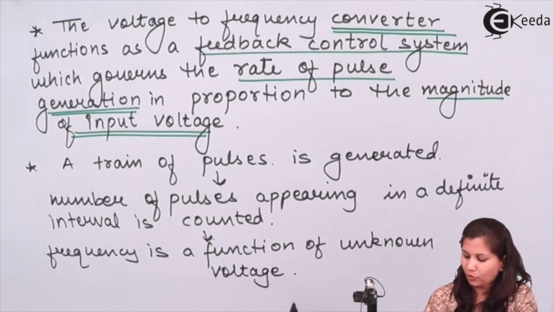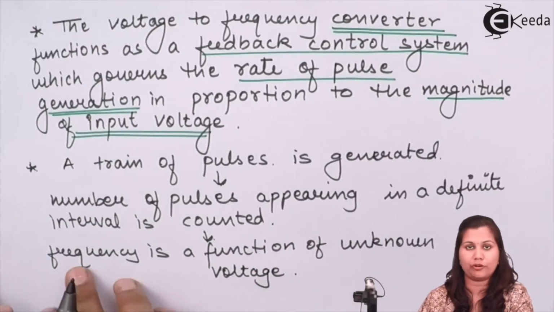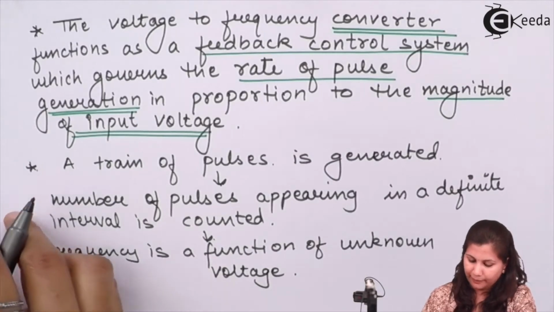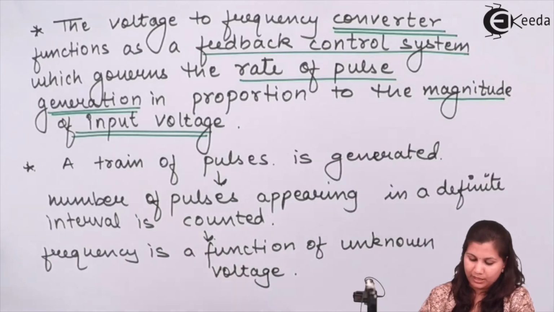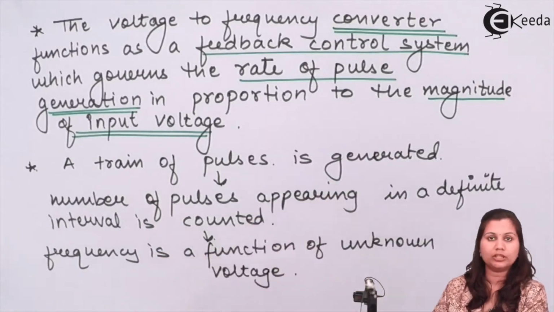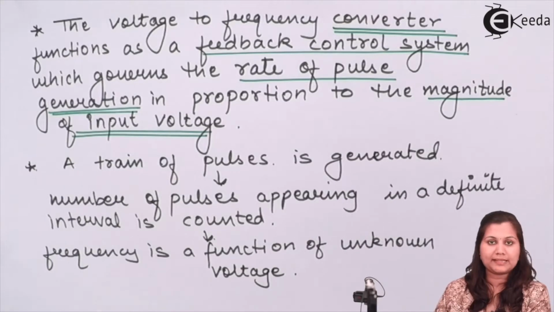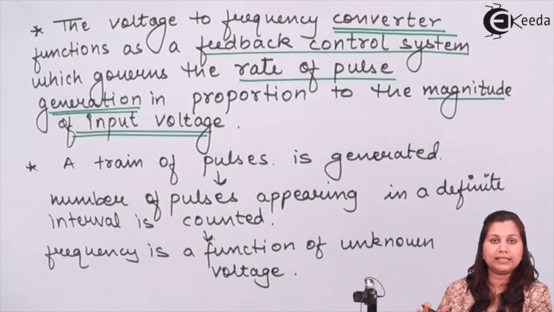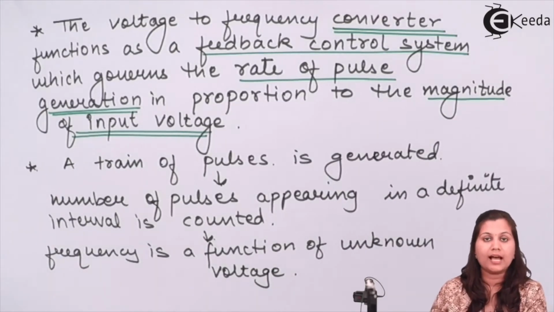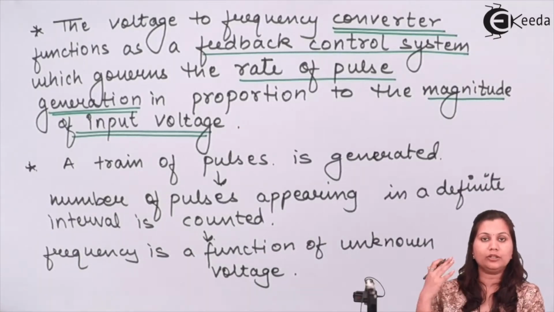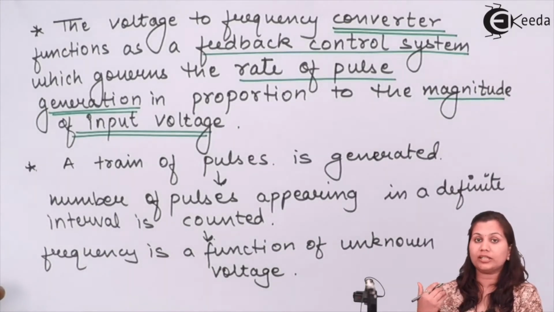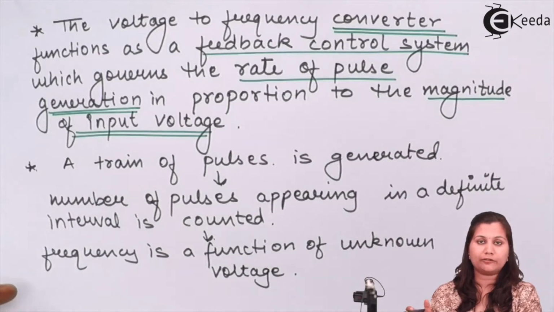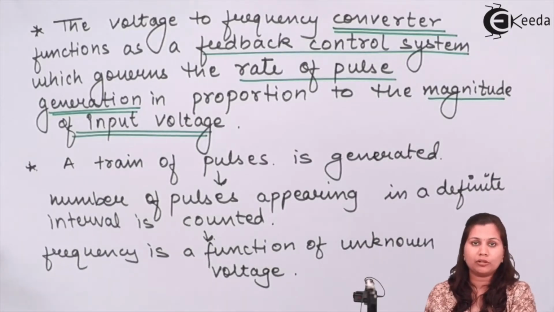So the frequency of these pulses will be a function of the unknown voltage, and the number of pulses counted in a period of time is an indication of the input voltage. That is the basic principle on which this integrating type of digital voltmeter works: it converts a voltage into a frequency, and by measuring the frequency, or we can say the number of pulses in a fixed period of time, it measures the input voltage.